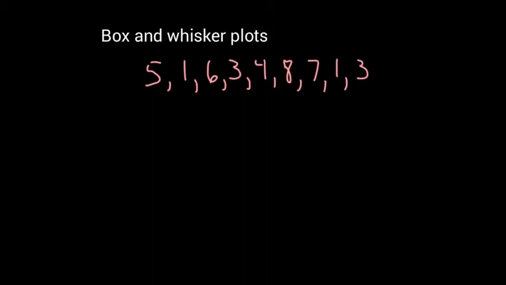Hey, we're going to talk about box and whisker plots. In a box and whisker plot, the first thing you need to do is find the median. So, in order to find the median, we need to put these numbers in order from least to greatest.